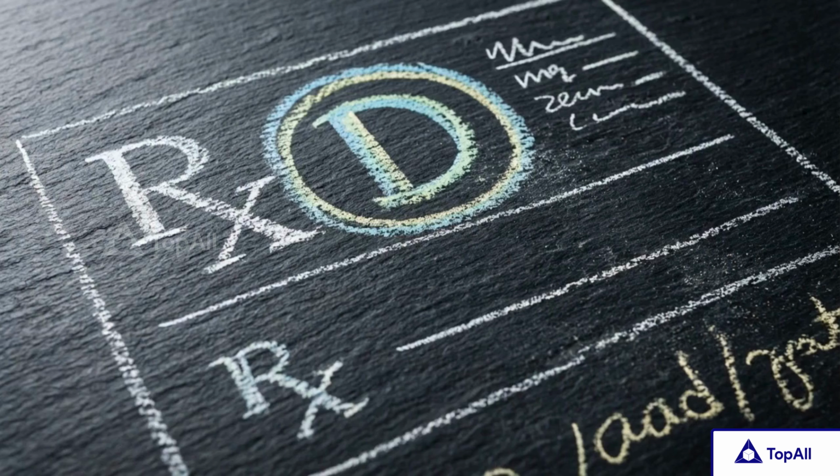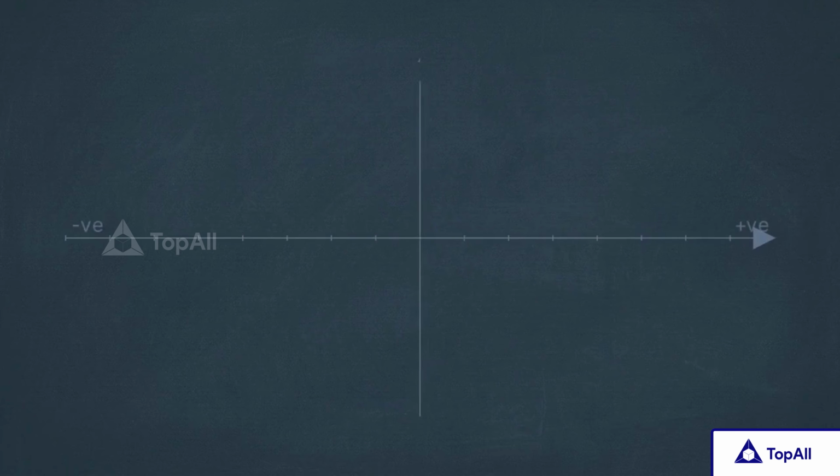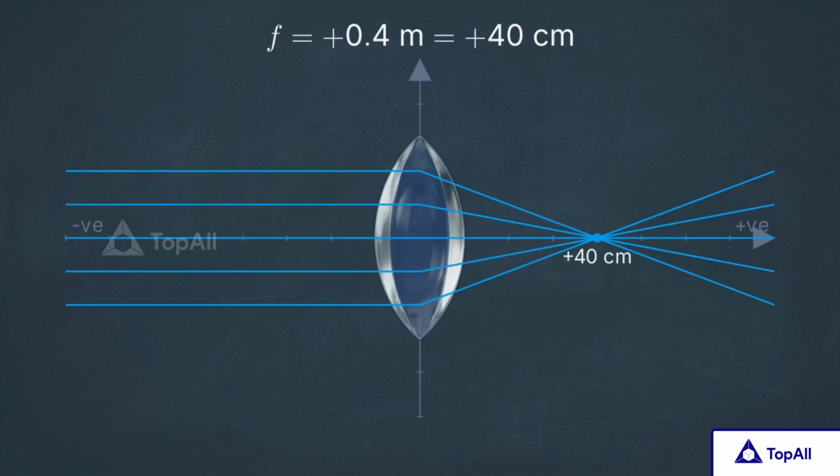In practice, we measure this inverse relationship using the standard SI unit known as the diopter, represented by a capital D. 1 diopter is equal to an inverse meter. When an optician writes a prescription for plus 2.5 diopters, we divide 1 by 2.5 to find the focal length, plus 0.4 meters, or 40 centimeters. The positive sign indicates a convex lens that converges light.